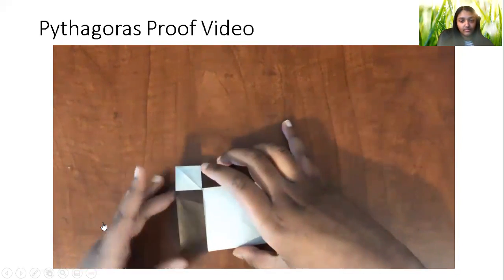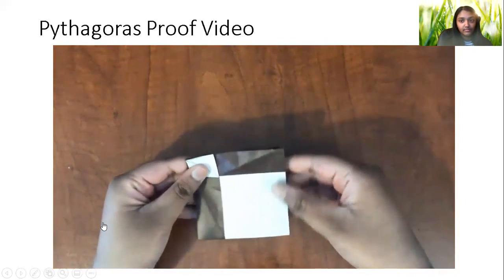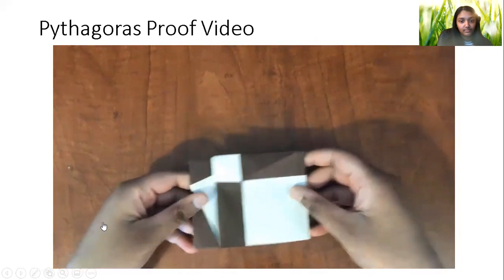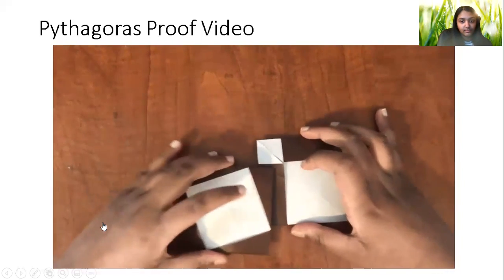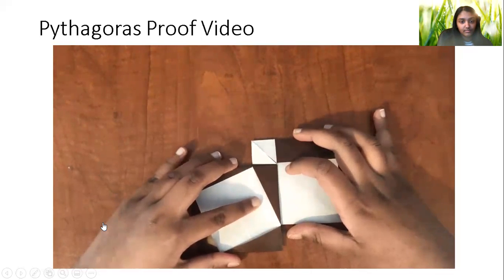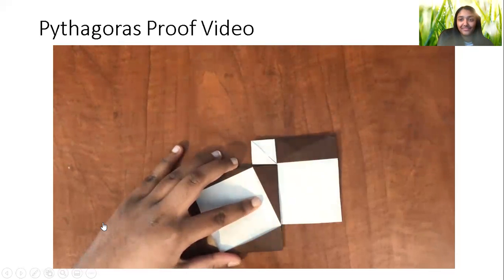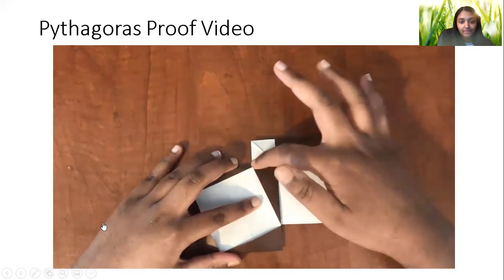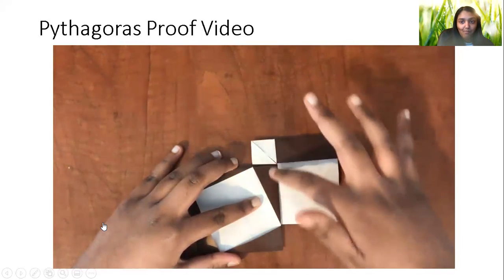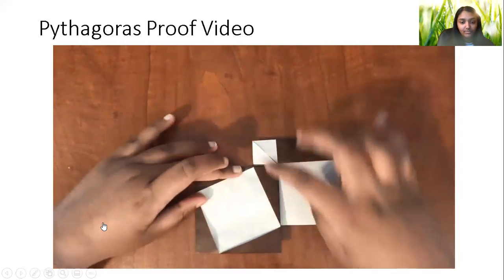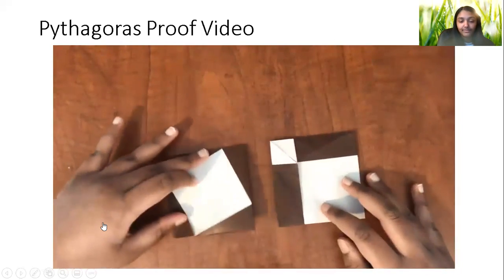If you align these on top of each other, it's the same shape. And when you go like this, you can see that it lines up perfectly, the A and the B side. This makes the A squared, this makes the B squared, and these two equal this. That's the proof.